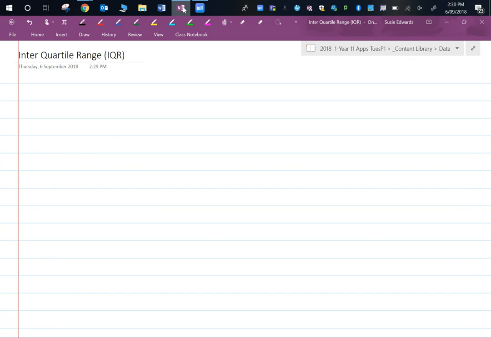Yeah? Okay. All right, so the interquartile range. Now, what do you think is the problem with using the range as a measure of spread? When do you think it's really not very useful? When there's an outlier, when there's a really high number or a really low number.